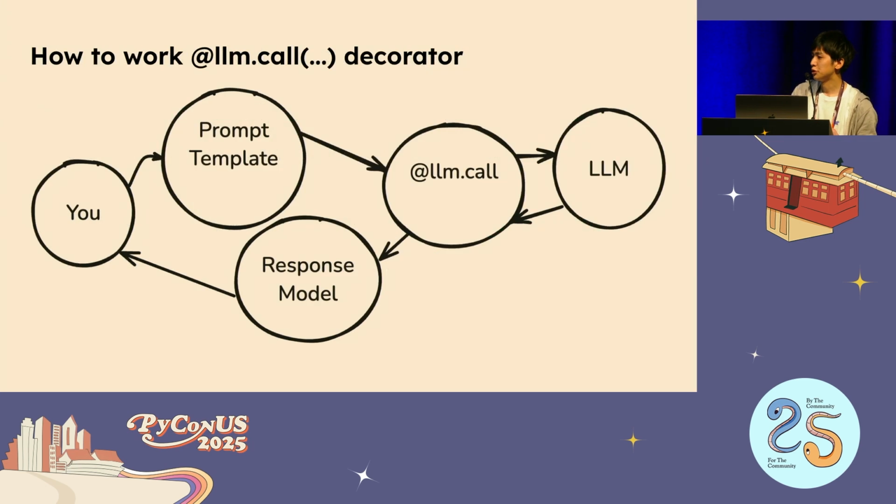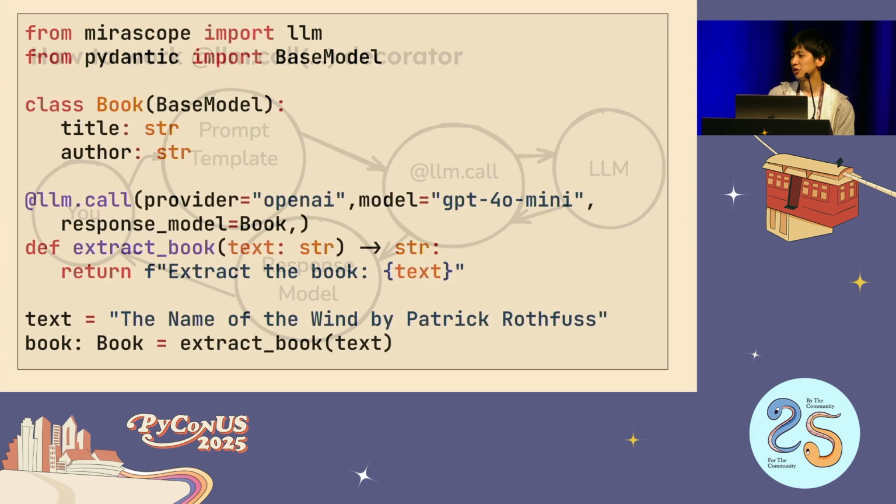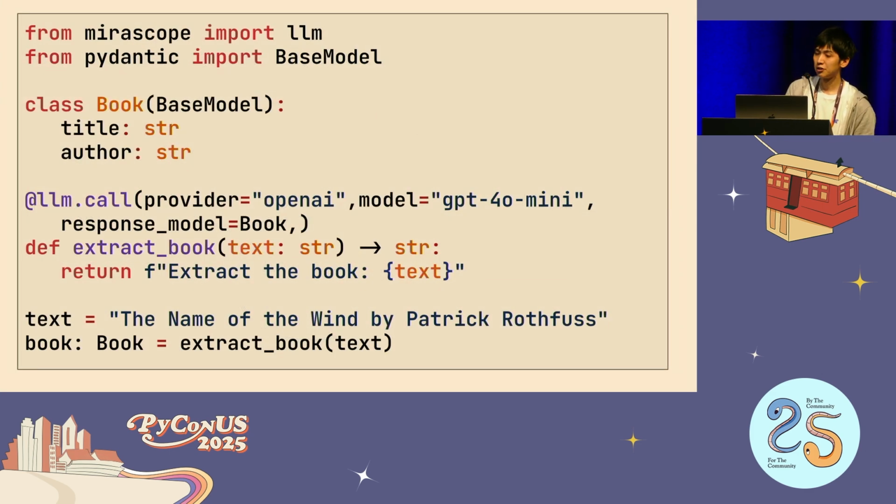So, first, how does llm.call work? You provide a prompt template, and llm.call converts it to the specific request for the provider, and returns the result. The LLM returns the answer, and llm.call converts it to the defined response model, and you get the response model. Okay, let's check the example code.